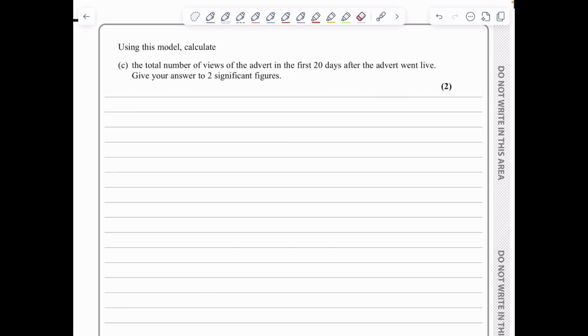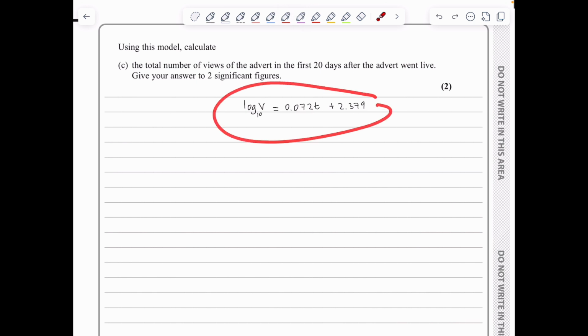In C, we need to use this model to calculate the total number of views in the first 20 days after we went live, giving our answer correct to two significant figures. This is the equation that was given from the question itself. I'm going to use this one. I'm not going to use my equation because I know for sure that this is correct. We need to substitute t is 20.